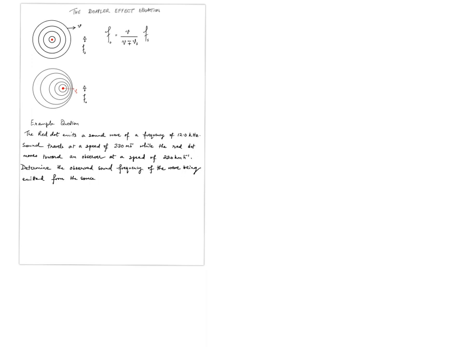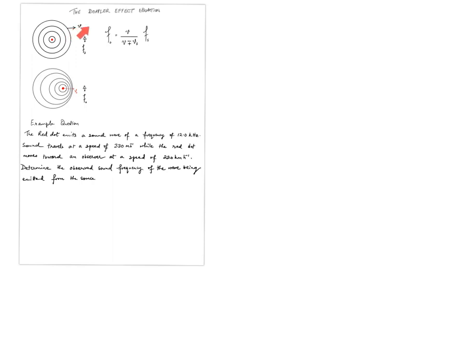Okay, so here's a question which says that the red dot that you are seeing on the screen starts to itself emit a sound of a frequency of 12 kilohertz. So that means this frequency, if it wasn't moving, would have been 12 kilohertz. Now it says that sound travels at a speed of 330 meters per second.